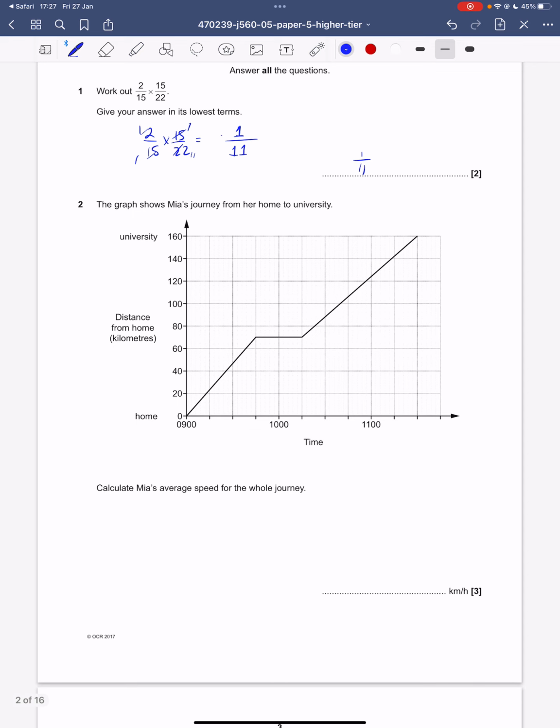Okay, number 2. The graph shows Mia's journey from her home to her university. Okay, so it's a distance time graph. So this is the time it takes to get from home to university. That's going to be 2.5 hours. I'll write that down now. And then this one up here, home to university, 160 kilometres.